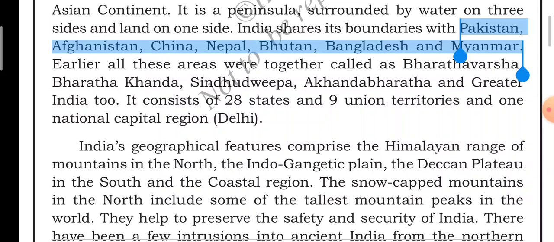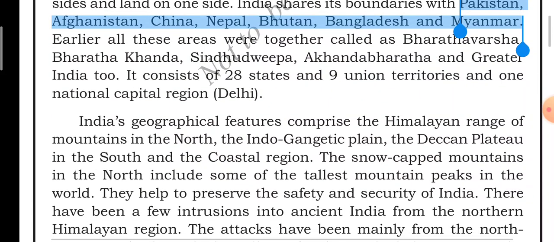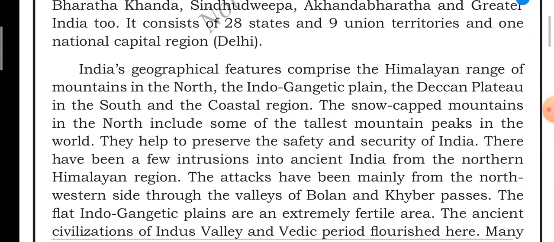It consisted of 28 states and 9 union territories and one national capital region, Delhi. So our India consists of 29 states, right, and 9 union territories and one national capital, that is Delhi.